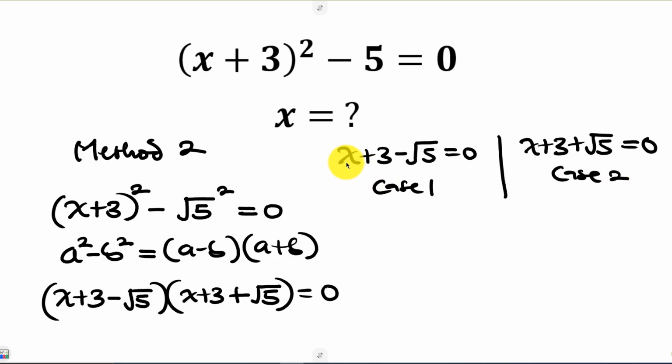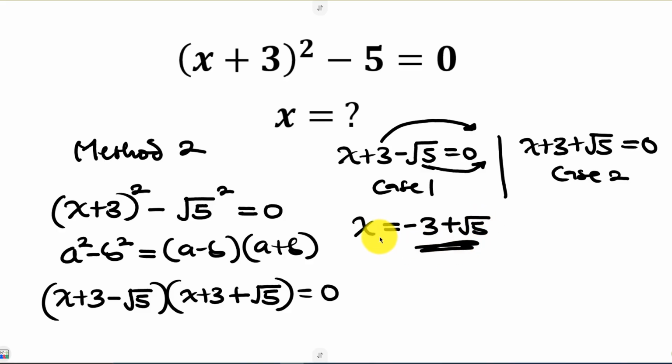So for case 1, to get x alone, I'm going to be moving 3 to the right, and I'll also move negative square root of 5 to the right. So this is equal to, as 3 crosses, it becomes −3. Now as negative square root of 5 crosses, it becomes positive square root of 5. So this is one of the solutions for x.